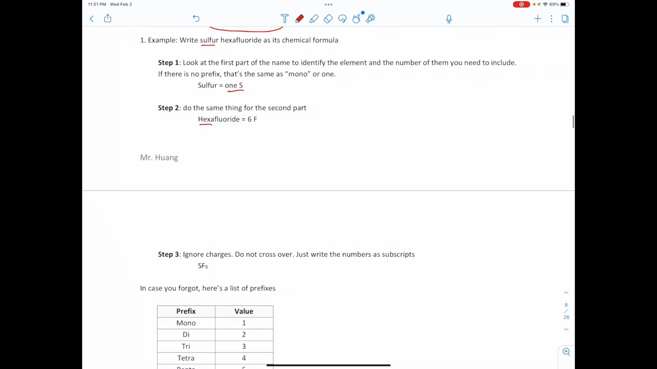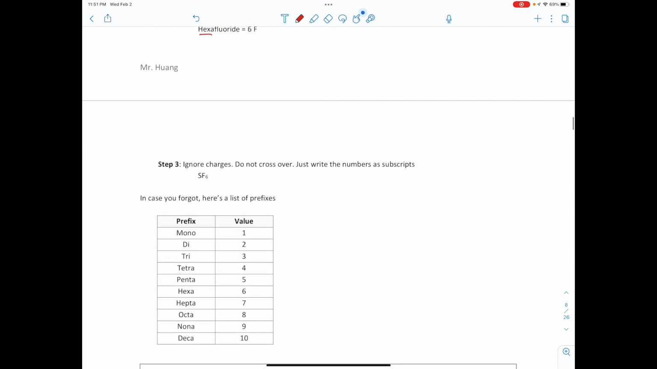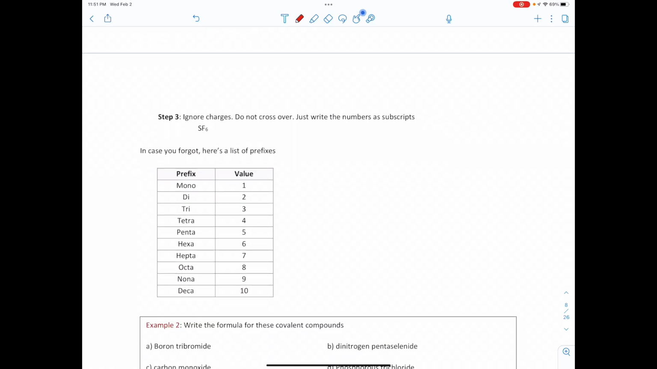Step 3, we're going to ignore the charges. We're not going to cross over, and we're just going to write the numbers as the subscripts. So I had 1 sulfur, so that's just S. I have 6 Fs, 6 fluorines, so that 6 becomes a subscript. And so my final answer here is just SF6. Okay, so once again, there's no crossing over. We're just writing the formula based off of its name.